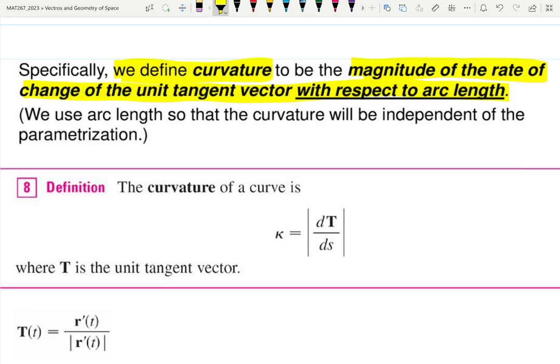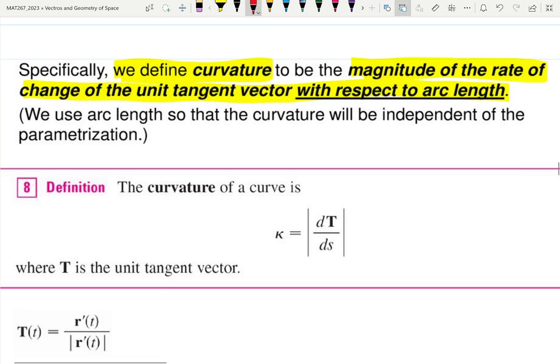And then we're defining it as a magnitude, which is just a size. Of what? Rate of change, that's a derivative. A size of the derivative, or magnitude of the derivative. Of what? Of the unit tangent vector that was derived with respect to the arc length. Okay, well, that's a lot to memorize.